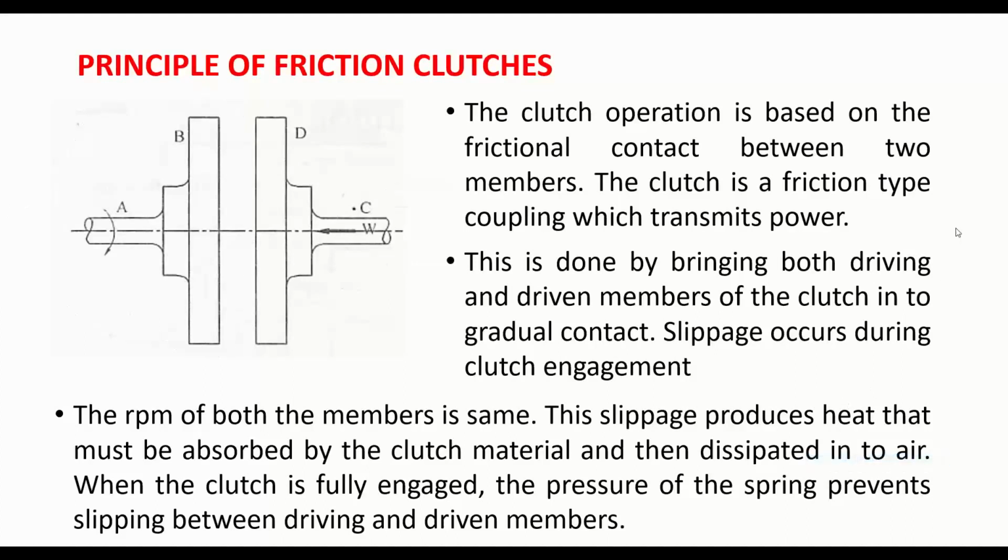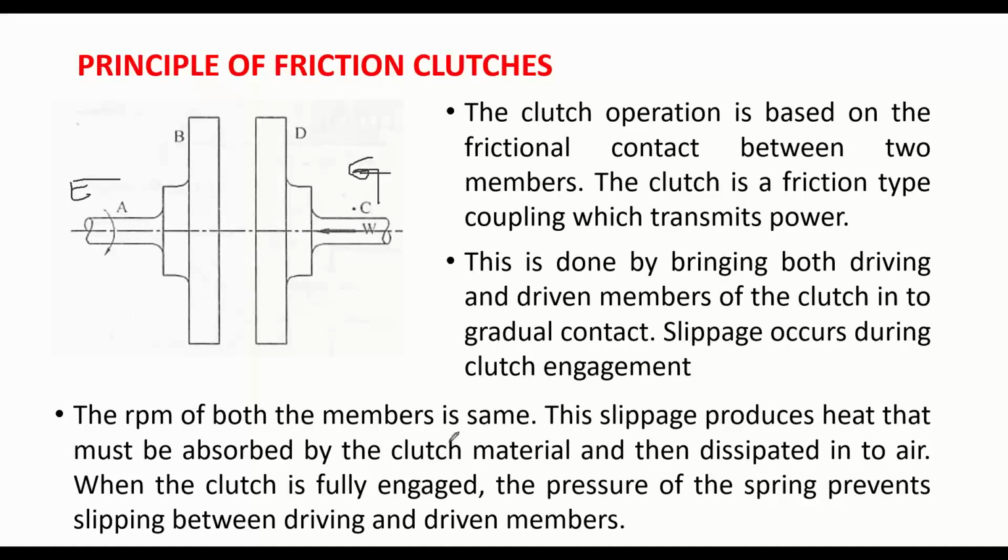The clutch is a friction type coupling which will transmit the power from one shaft to the other shaft. The shaft axis should be the same. This is done by bringing both driving and driven members together. Which is the driving member here? The engine end is the driving member, and the transmission or gearbox end is the driven member. So the clutch engages gradually. They have to come in contact with each other gradually so that there will be no jerk.